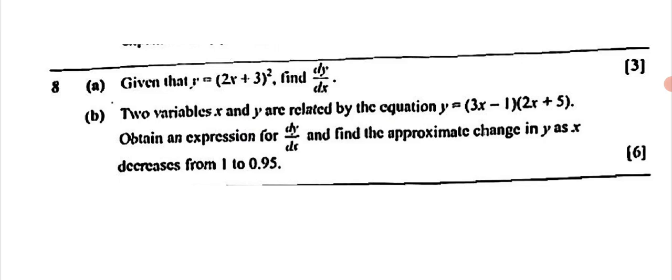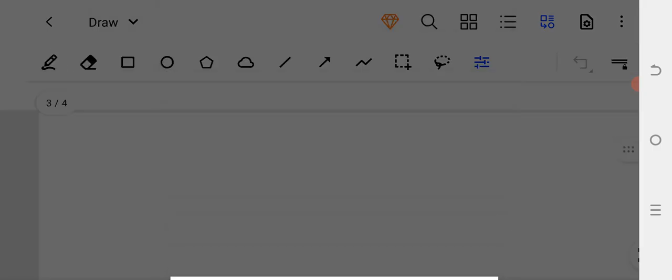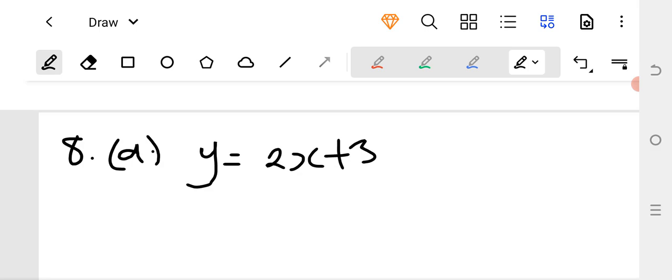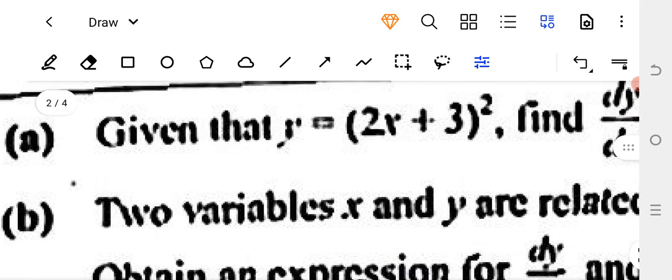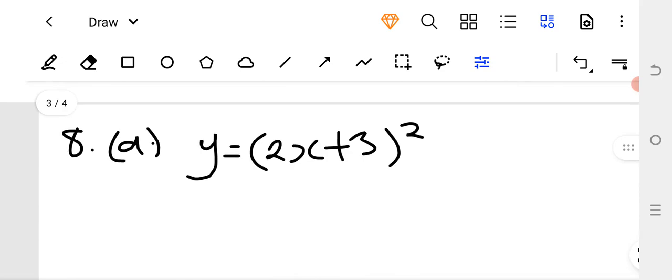Sub question A says, given that y is equal to (2x plus 3) raised to the power 2. So for question 8a, y is equal to (2x plus 3) raised to the power 2. Let's just try to counter check. As you can see in this particular question, it is a composite function.